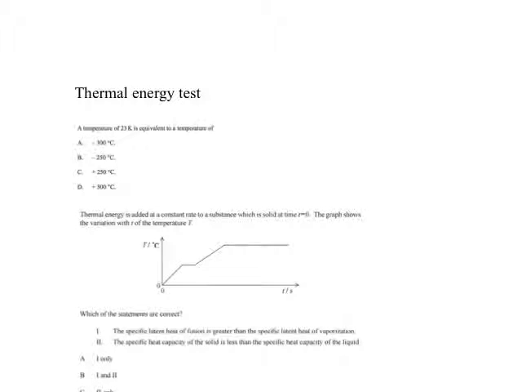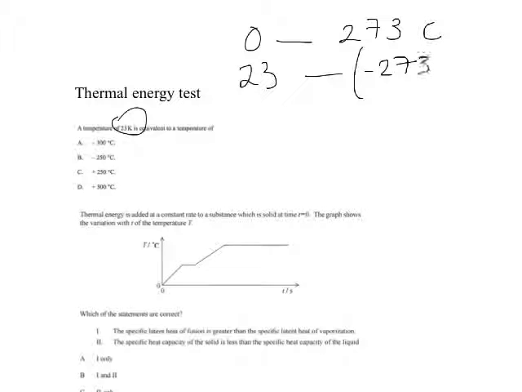Question number 1. A temperature of 23 Kelvin is equivalent to, well, if 0 degrees Kelvin is minus 273 Celsius, then 23 would be equal to minus 273 plus 23, which gives you minus 250. So the answer is B.